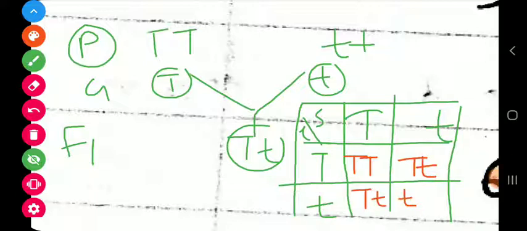Now if you draw a Punnett square, capital T, small t, if you are crossing the F1 plants among themselves, capital T, small t. This is the sperm, this is the egg. Look at the box and draw in a standard way. I'm just doing this because we don't have much time. So what do you get? Capital T, capital T, capital T, small t, capital T, small t, small t, small t.